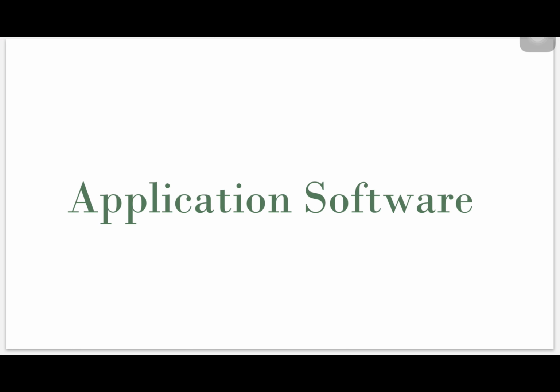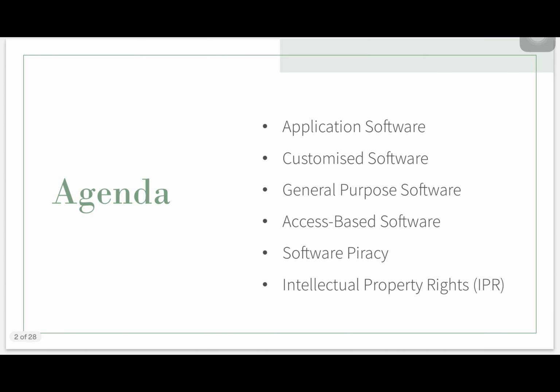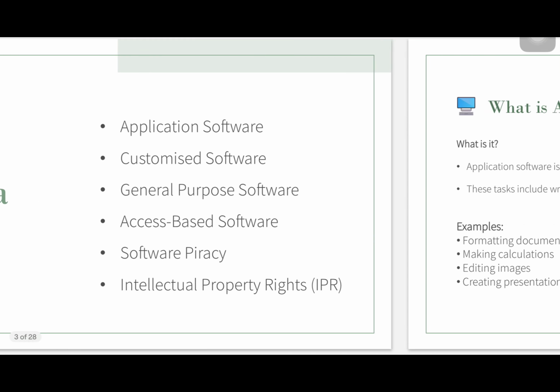Hello students, today we are going to see application software, basically what the application softwares are. Today's agenda is to learn application software, customized software, general purpose software, access based software, software privacy and intellectual property rights, meaning IPR. We will learn these 6 points today.